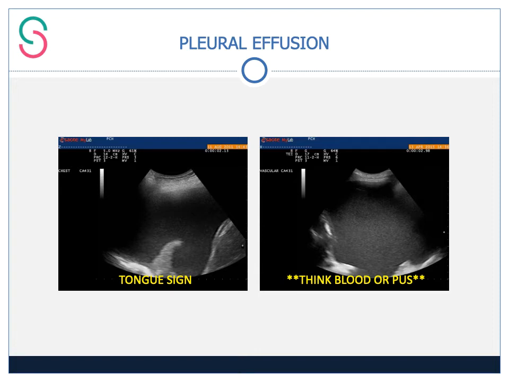When looking at the lung suspended within a pleural effusion, it can sometimes look like a tongue, and we call this the tongue sign. And this is compressive atelectasis of the lung.